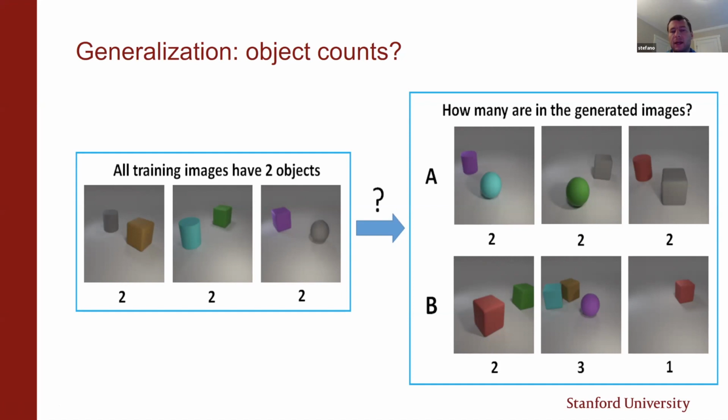And the question is, will the samples look like A, where every image is two objects, like the training set, or will the model generalize and produce images with, let's say, two objects, but also three, maybe one object? It's not even clear to me what the right answer is. Should the model only produce images with two objects, or should it generalize and produce different kinds of objects? If you take a GAN or a VAE, it turns out it doesn't matter too much. Is the answer A or B? Anyone want to take a guess?